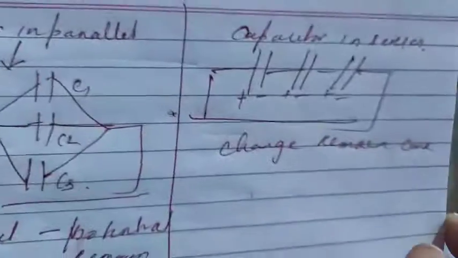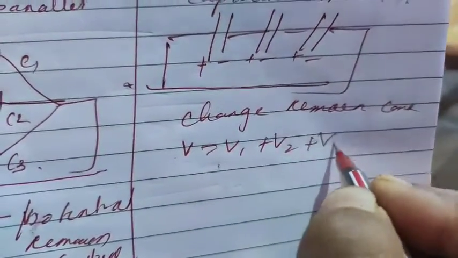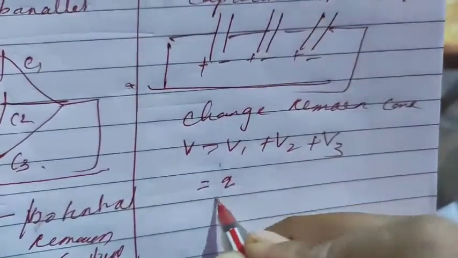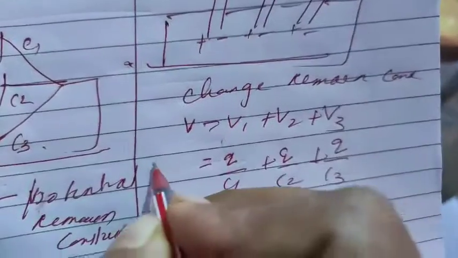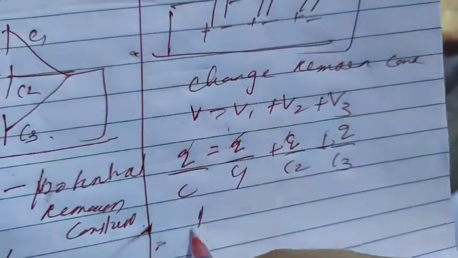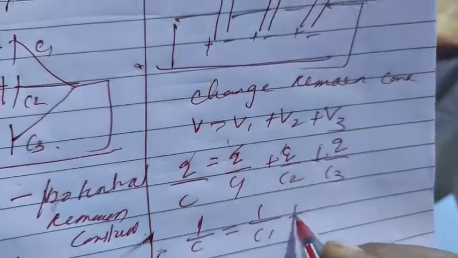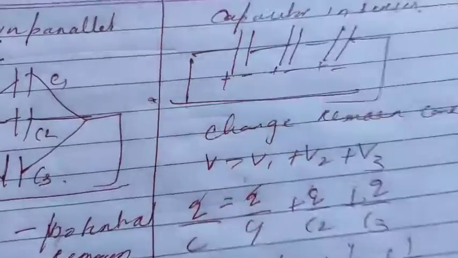So what formula can I put? Suppose V is equal to V1 plus V2 plus V3. In place of V I can write Q by C1, Q by C2, Q by C3, and here Q by C. What can we cancel? You take Q common. So 1 by C is equal to 1 by C1 plus 1 by C2 plus 1 by C3. Clear?